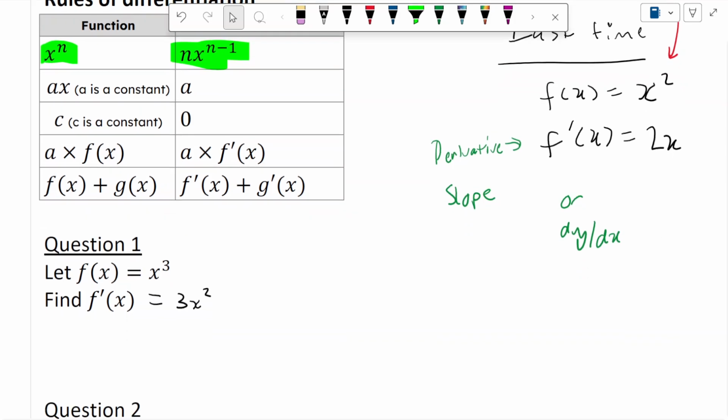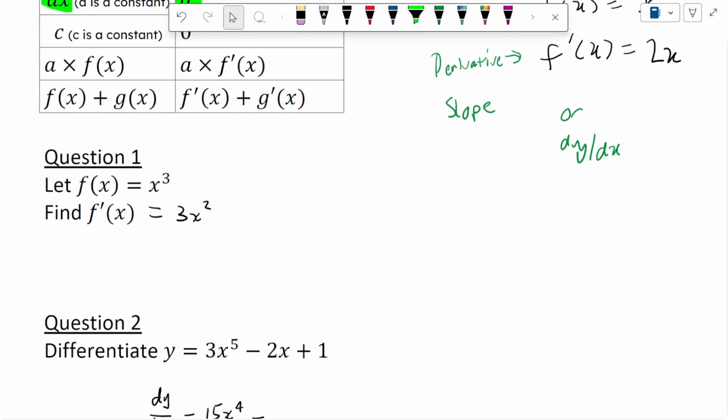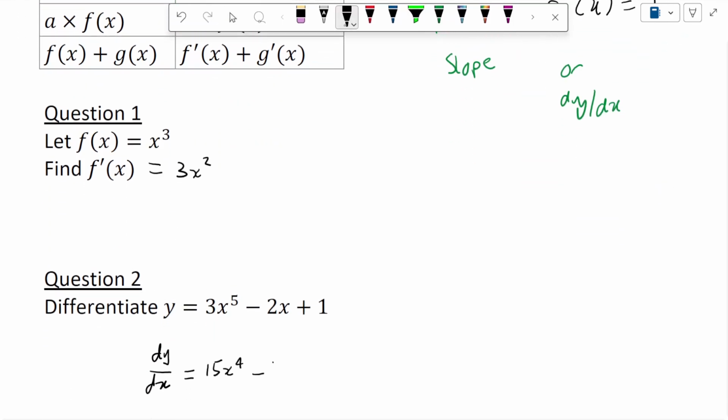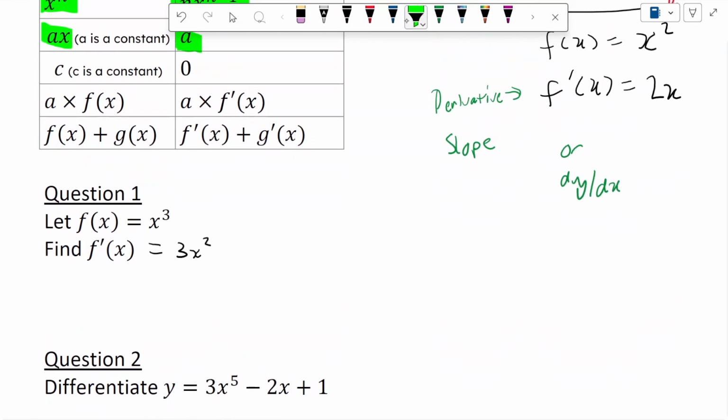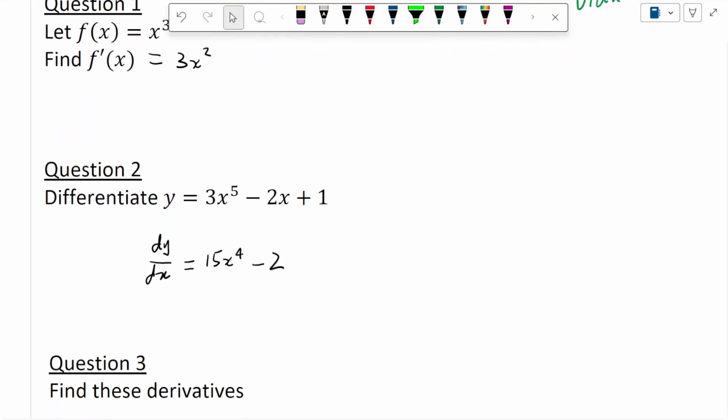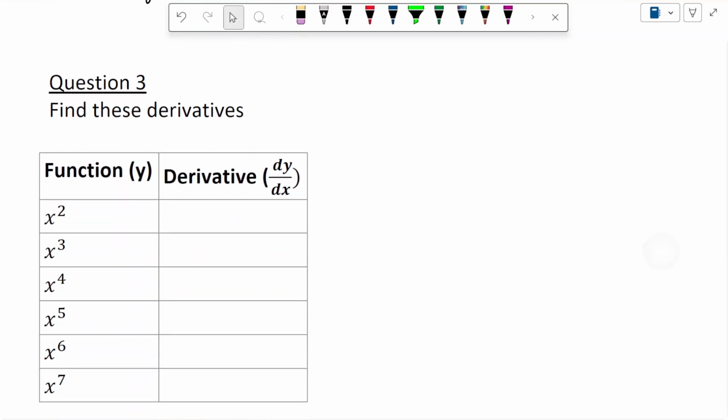There's another rule for if we've got ax. So ax goes to a there. So minus 2x just goes to minus 2. And the plus 1, that's just a constant on the end, so that goes away. So the derivative just looks like this, and that's totally finished.